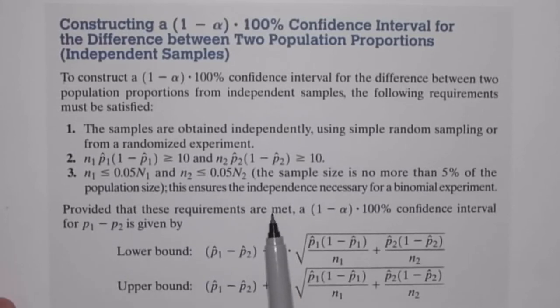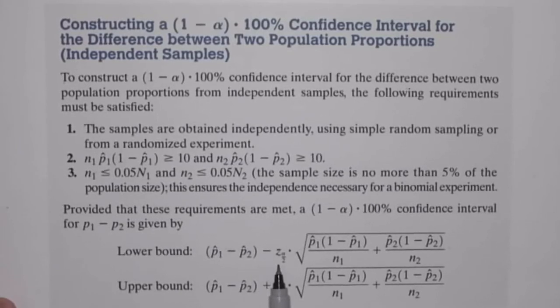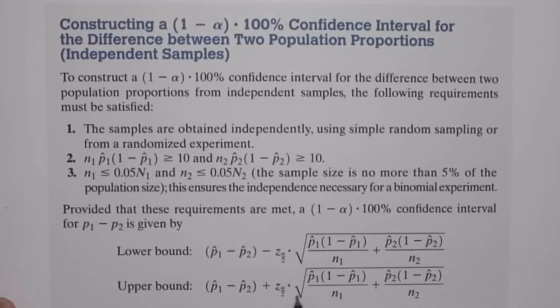Provided that these requirements are met, a 1 minus alpha times 100% confidence interval for P1 minus P2 is given by the lower bound equals P hat 1 minus P hat 2 minus Z sub alpha over 2 times the square root of P hat 1 times 1 minus P hat 1 over N1 plus P hat 2 times 1 minus P hat 2 over N2. And the upper bound is equal to the same thing, except we have plus instead of minus.